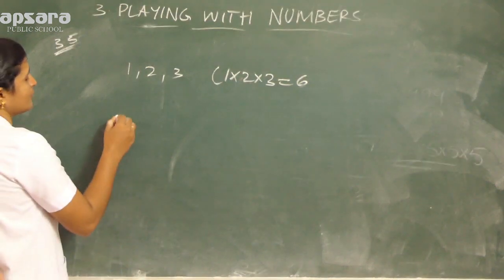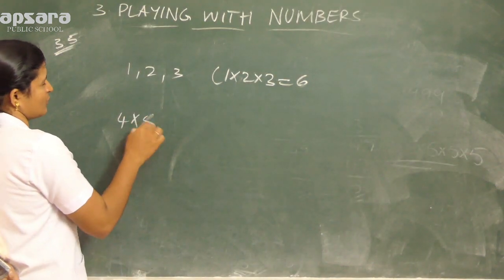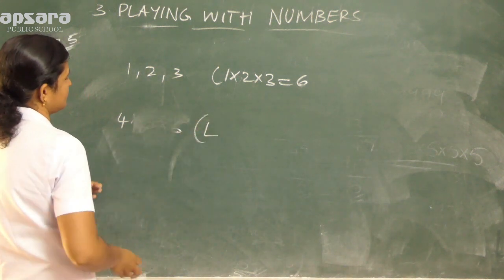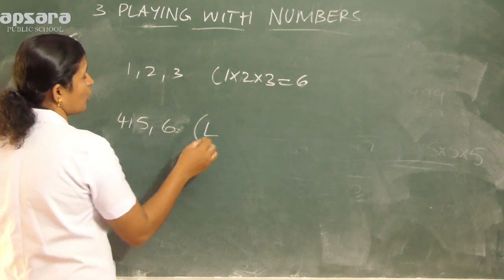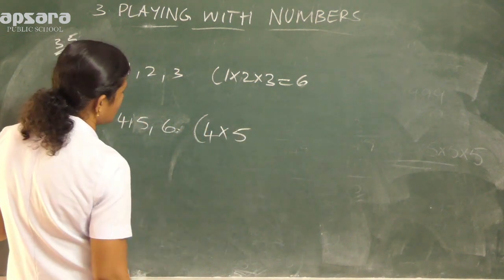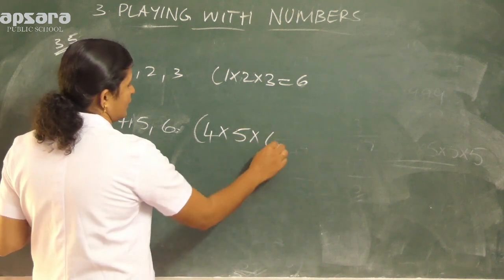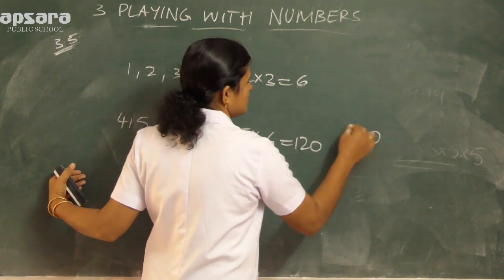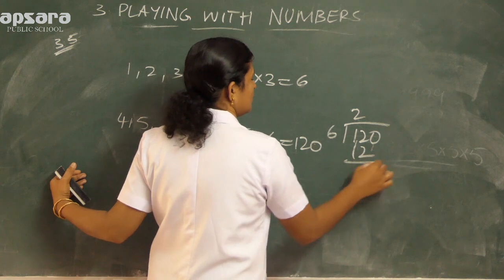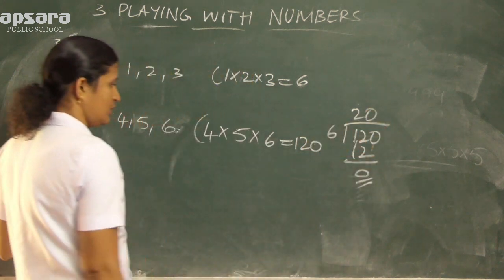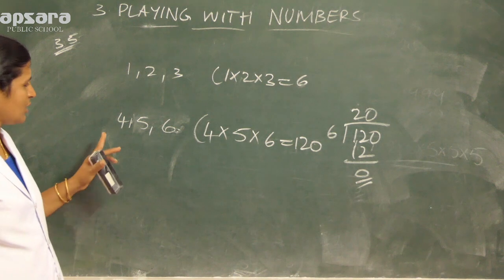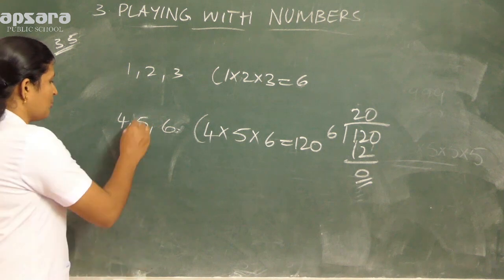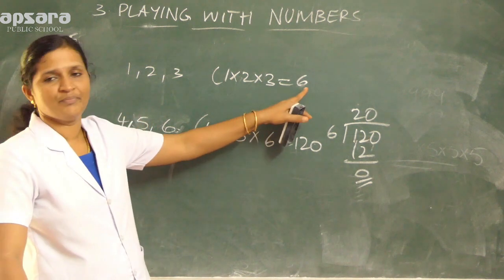Take any other numbers. 4, 5 and 6. Multiply. What is the product? 4 into 5, 4 5s are 20. 20 into 6 is 120. Yes, 120 is divisible by 6, right? Let us check. 6 2s are 12. Yes, 6 20s are 120. Like this you can take any three consecutive numbers. When you multiply, the product is always divisible by 6.